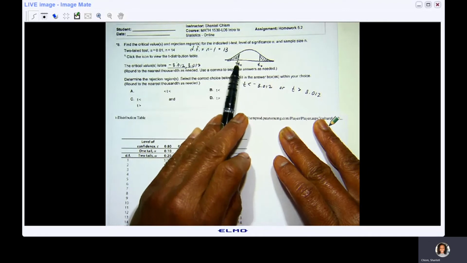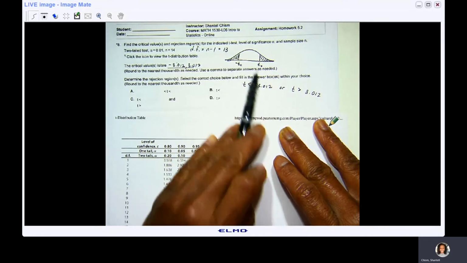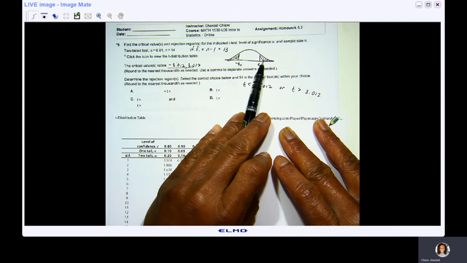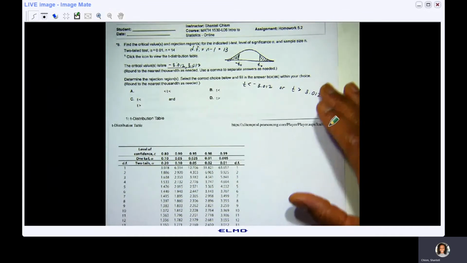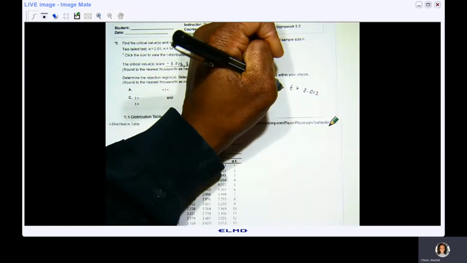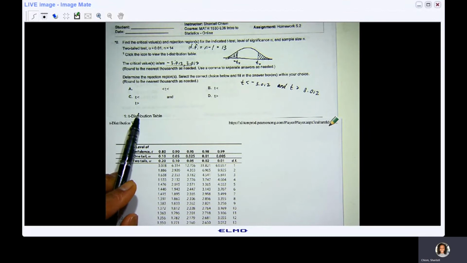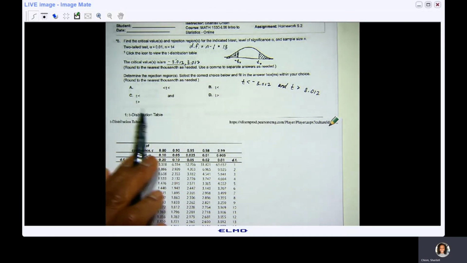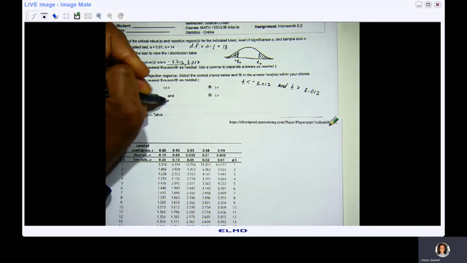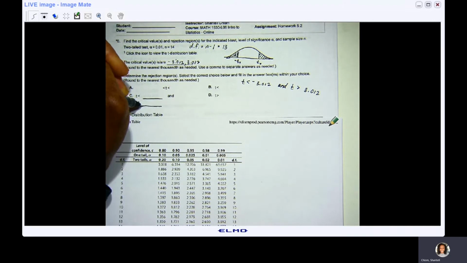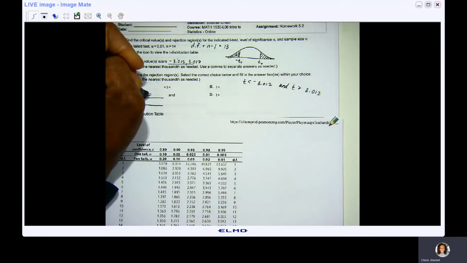So the area to the left of negative 3.012, and then the area to the right of positive 3.012. I should have probably said "and," not "or." So we have less than and greater than. We're going to select C here. It looks weird because there's a blank and then another blank. The blank didn't copy. So this should be negative 3.012 and positive 3.012.